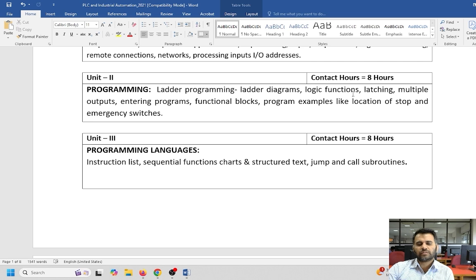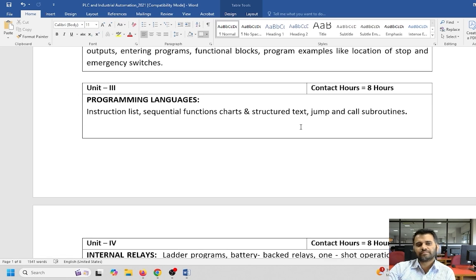We'll be studying a few functionalities like logic functions, such as the Boolean expressions we have studied in digital electronics. Then we have a few examples of latching. Then we deal with multiple outputs and how they are to be connected to the PLC. Then how the program is to be entered into the PLC and downloaded into the PLC. Then how to run the PLC, and what functional blocks are available to do certain programming.